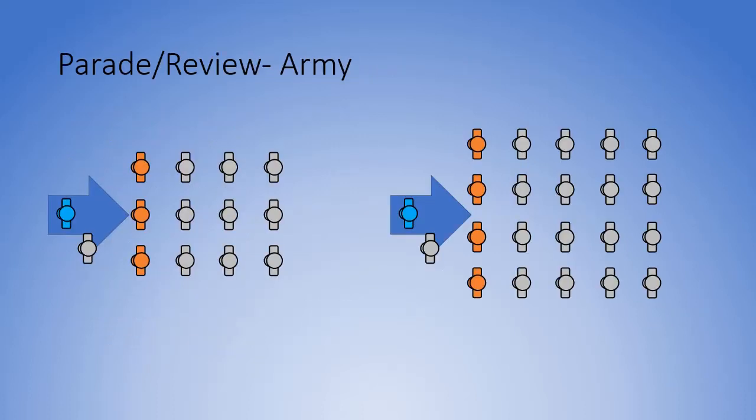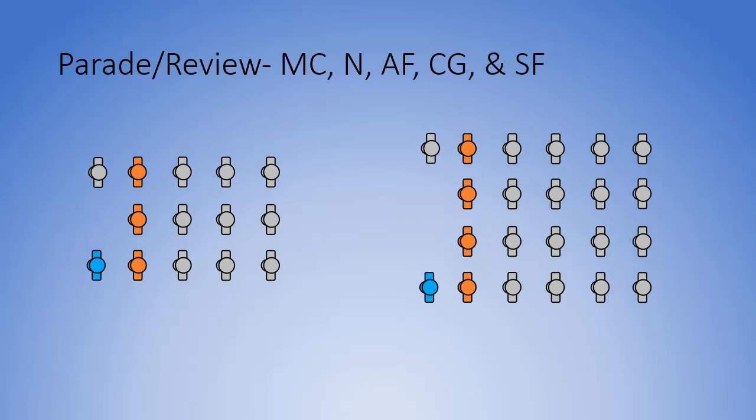For a parade or review, the commander is centered at the front of the formation with the guidon appropriately positioned to the commander's left. For a parade or review, the commander is in front of the first squad or element, and the guide or guidon bearer is in front of the base squad or element.